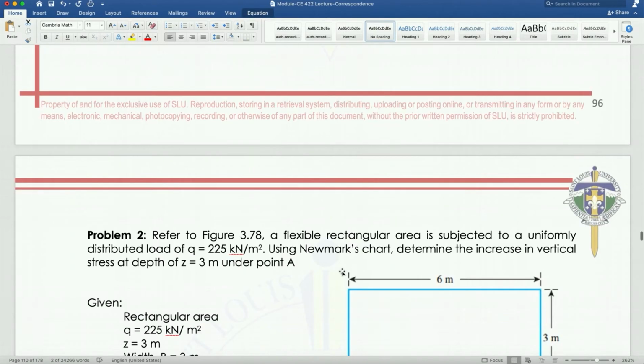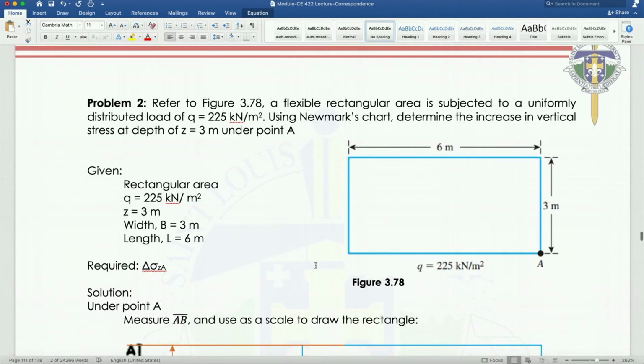Okay, so another example here is the rectangle one. So, ito yung isa sa mga examples natin. Refer to figure 3.3, 3.78. A flexible rectangular area is subjected to a uniformly distributed load of 225 kilopascals. Using Newmark's chart, determine the increase in vertical stress at depth equivalent to Z.